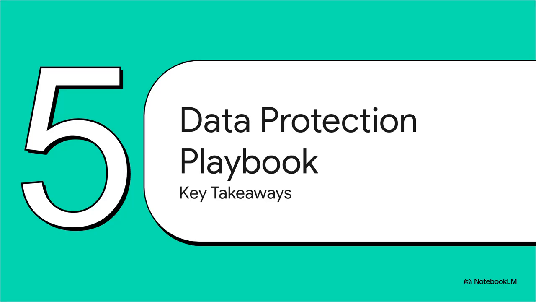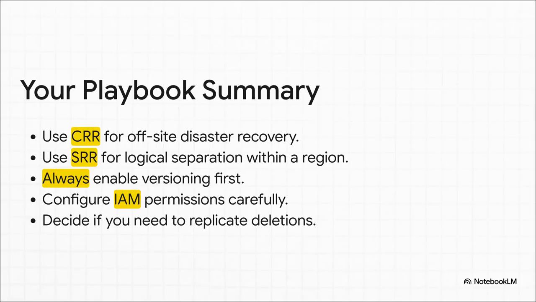So let's bring this all home. We've covered a lot of ground, and now we can boil it all down into a simple but really effective playbook for your own data protection strategy. Here it is, your playbook summary. Use cross-region replication when you need that critical off-site disaster recovery. Use same region replication for that logical separation, like for your log files. The number one rule always is to enable versioning first. Be super careful when you configure your permissions, and finally, you have to make a conscious choice about whether or not you want deletions to replicate over.